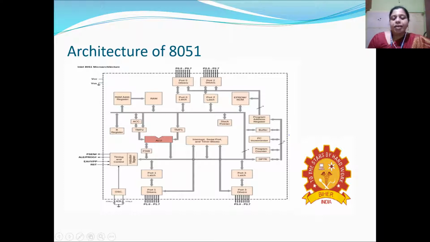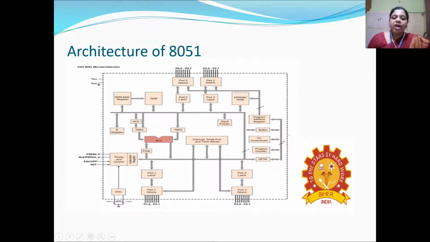The next thing is that we have the memory, RAM memory and ROM memory. We have the address location stored in the RAM address register. Then for program memory, the address will be stored in the program address register. Then to keep track of the program, we have the program counter and the program counter incrementer to increment the address location of the program. Then the DPTR is again going to be the data pointer register.